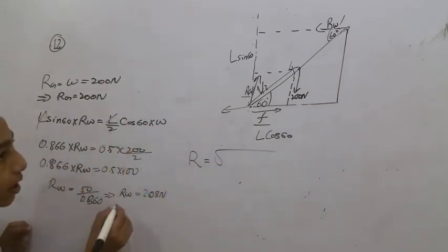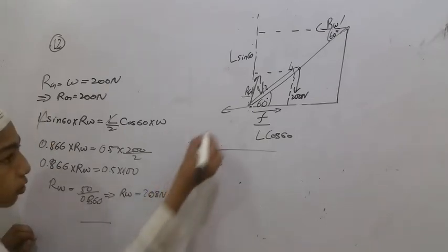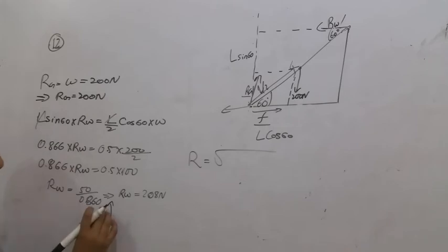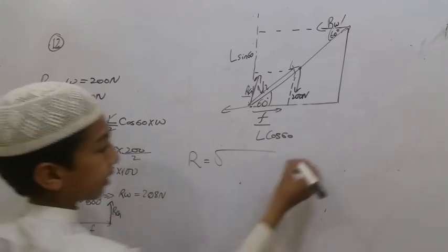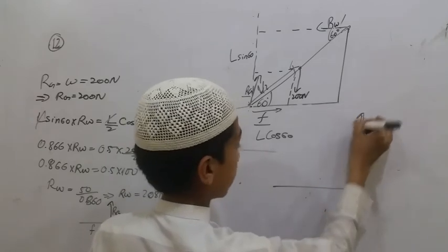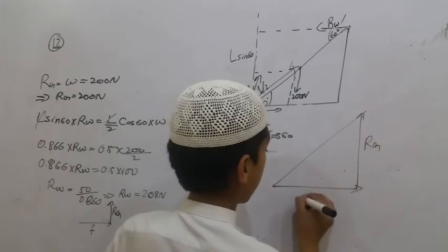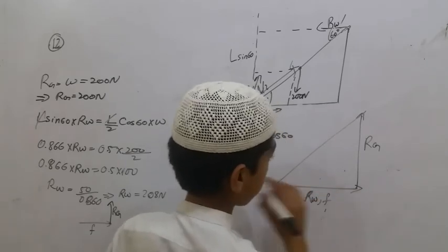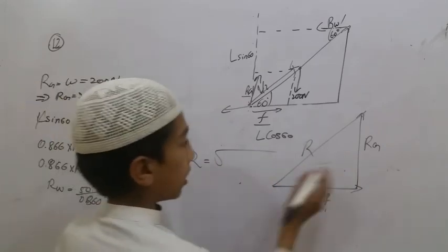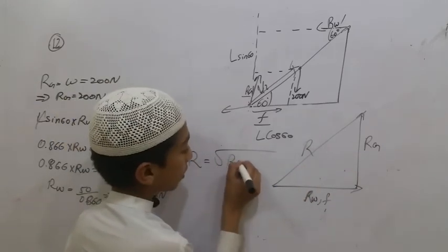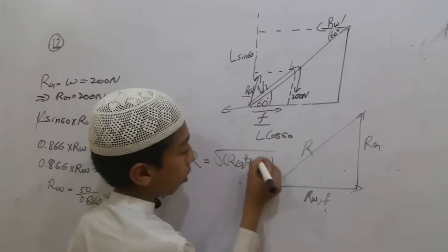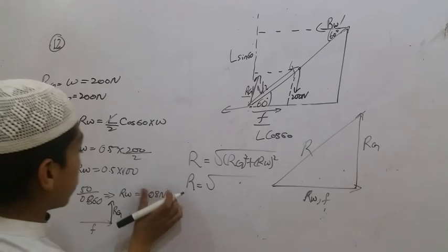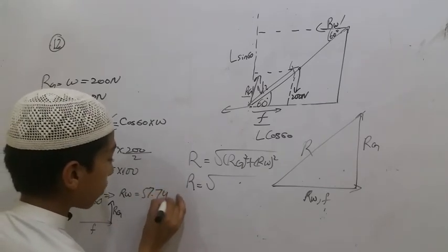As Rw is this and it is equal to friction. So this is, and here this is Rg, which is in upward direction. This is one force and this is second, and we have to find this R. This is Rg and this is Rw or F. So here we can use Pythagoras theorem, which is Rg whole square plus Rw whole square. So R is equal to square root of Rg whole square, sorry, this is 57.74.